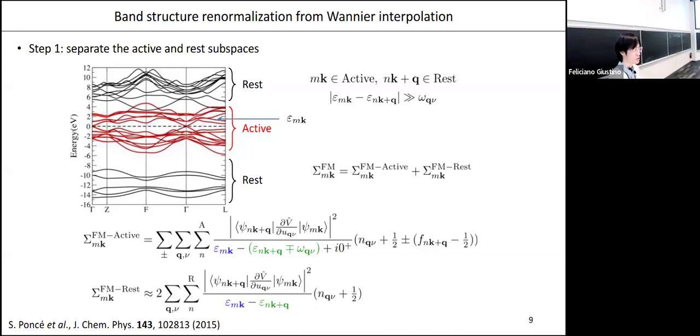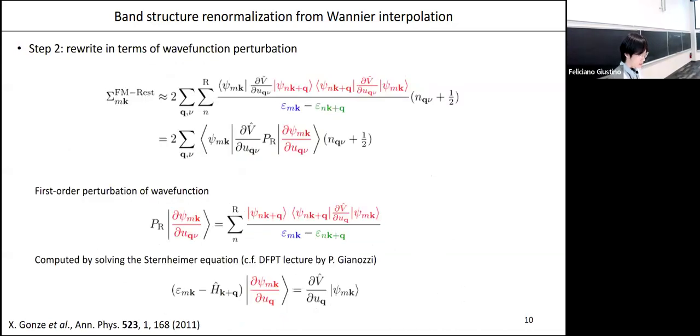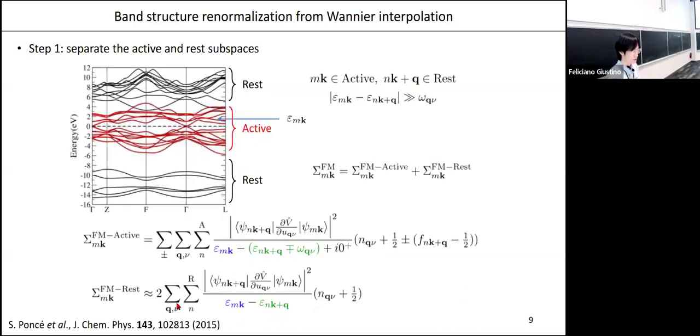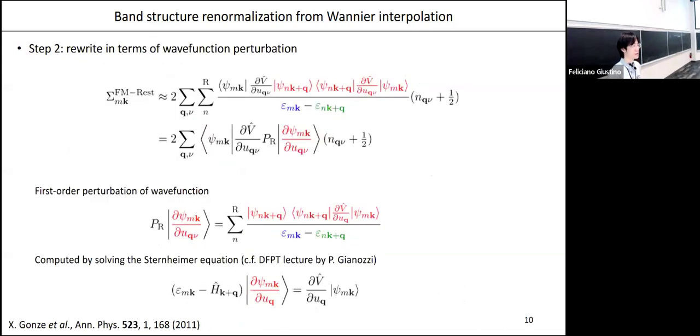After this approximation, you find a simplified form of the rest space Fan-Migdal self-energy, which no longer involves the phonon frequency. It just involves the matrix elements and the electron energies. But still you have the sum over infinite number of bands. So now we want to get rid of this sum by transforming this expression in terms of the wave function perturbation. The idea is very simple.